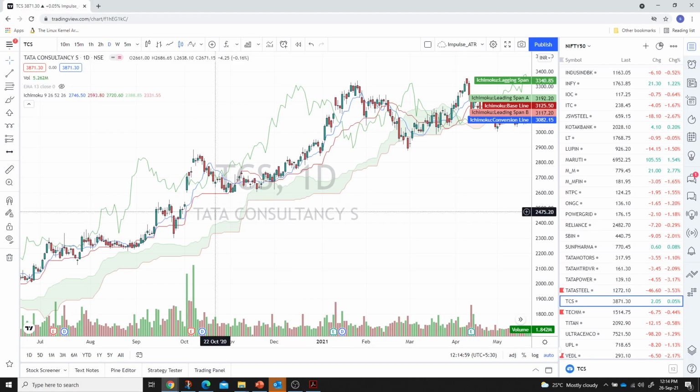Ichimoku is not something which I will cover in depth here, but if you have some questions related to Ichimoku, you can approach me, or even Sanjit ji is quite a big fan of Ichimoku. You can also ask in the group. I use Ichimoku in certain contexts.